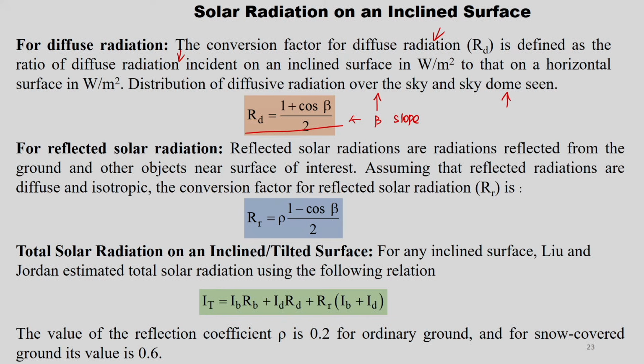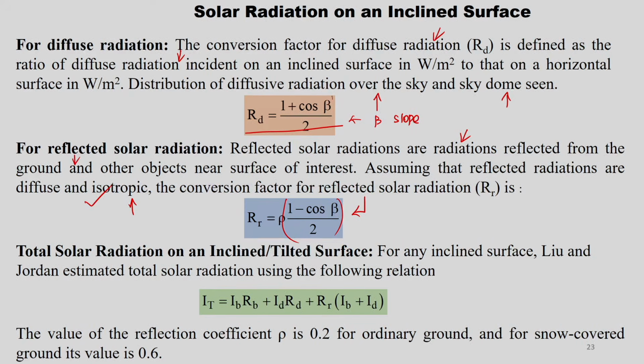And for reflected solar radiation, this is the radiation reflected from the ground and other objects near the surface of interest, assuming that reflected radiations are diffusive and isotropic. This I have told you in the first lecture itself. Many radiation models consider them as isotropic in nature, though they are anisotropic, because the diffusive radiation comes from various directions and may not be uniform. So, the conversion factor for reflected solar radiation RR is defined as rho into 1 minus cos beta upon 2.